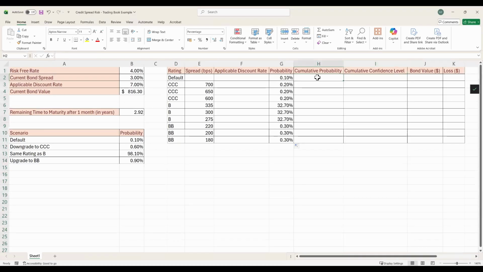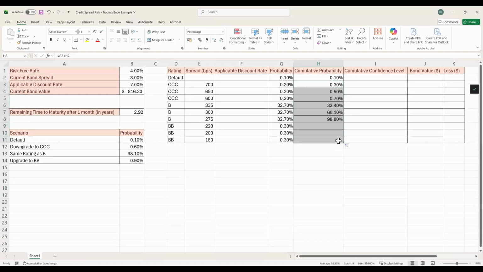So of course, for cumulative probability, we know that for the first scenario, the cumulative probability will be same. For the second scenario onwards, it will be the current probability plus the previous cumulative probability. Okay, so basically we are summing up all the probabilities like this, and then we get the cumulative probabilities.